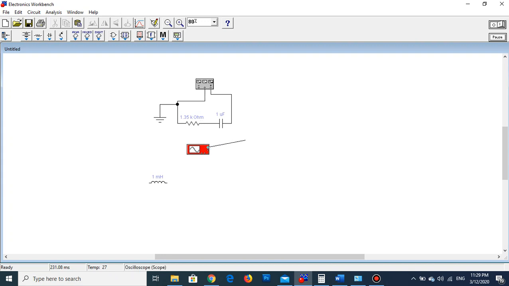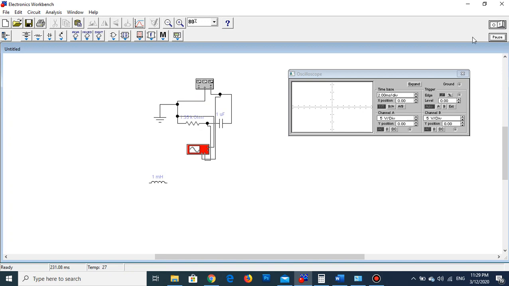Now this is the common ground point. We will connect it here because we need to measure the voltages of these two components. Then we put the ground between these two. Channel A is connected to the positive of the generator, so remember, channel A will measure the voltage of the generator and channel B will measure the voltage of the resistance. Now our circuit is ready.